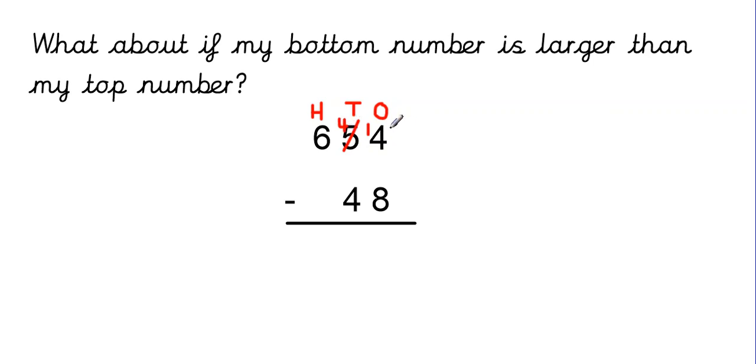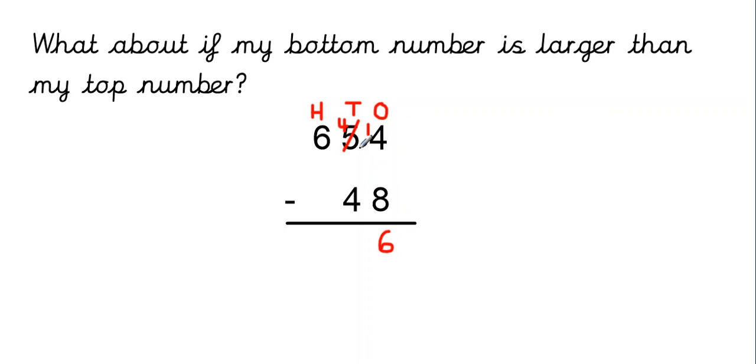So then go back to your ones column and do 14 take away 8. So again, I would count up here. I put 8 in your head and count up to 14. So you've got 8, 9, 10, 11, 12, 13, 14. So your answer is 6 in your ones column.